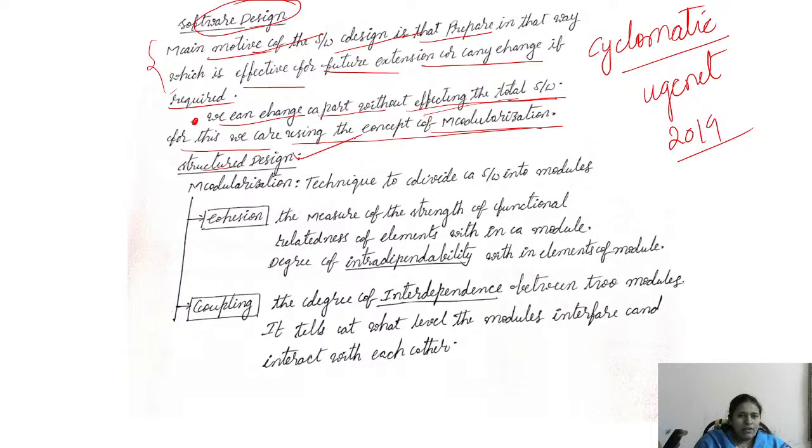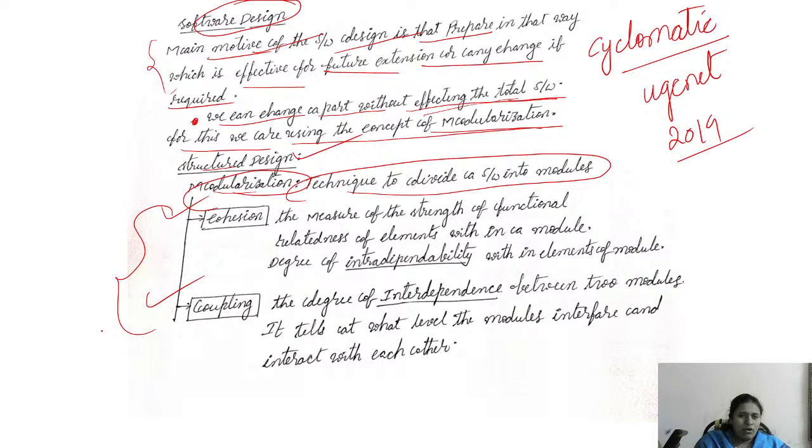Okay, modularization means a technique to divide a software into modules. Instead of doing software blindly, we are dividing the total software into some modules. Okay, two important terminologies here in the module concept are cohesion and coupling.